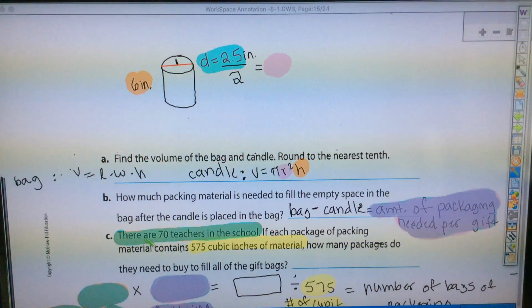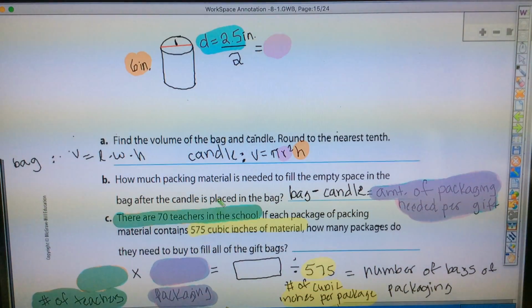For part C, there are 70 teachers in the school, and each one's getting a gift bag with the candle. Each package of packaging material contains 575 cubic inches of material. How many packages do they need to buy to fill the gift bags? So first of all, you take the number of gifts times the amount of packaging that's needed, which is basically the volume in the bag that's remaining after you put the candle in there.